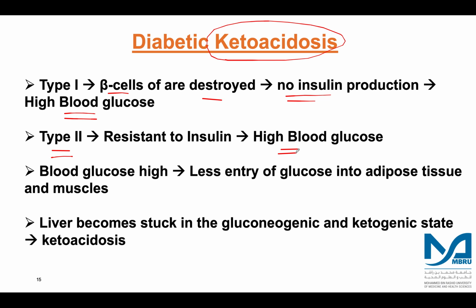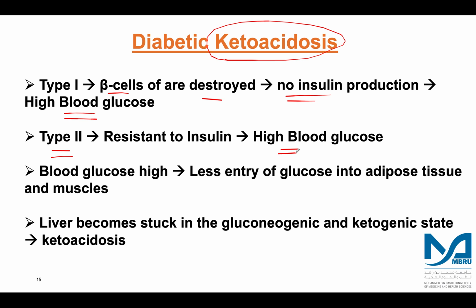Now, the reason in both type 1 and type 2 the person is having high levels of blood glucose is because of the fact that the glucose is not able to enter the cells. So cells are in a virtual starving mode, and the glucose that should enter the cells which concern or which are associated with metabolism are the adipose tissue and the muscle cells.